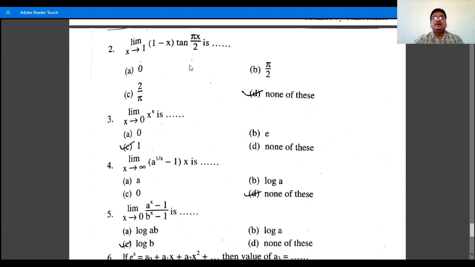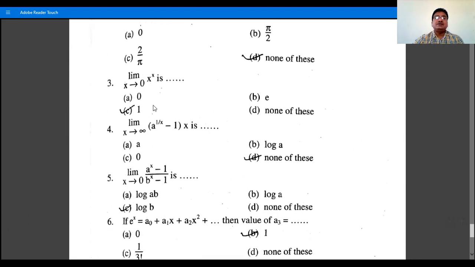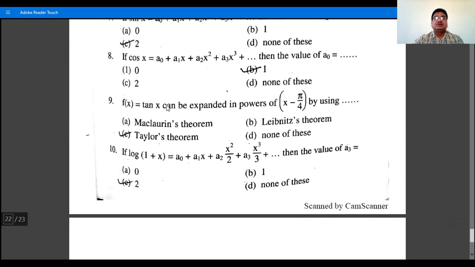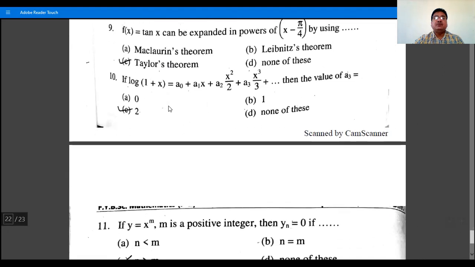So we have to find this limit by using L'Hospital's rule. Limit of x raised to x, the answer is 1. So similarly the remaining problems. So write all these problems in your notebook.